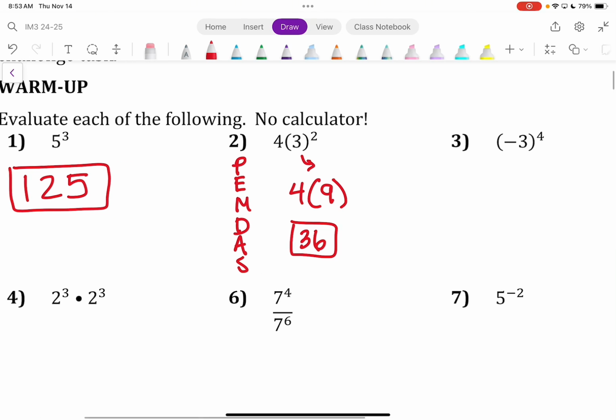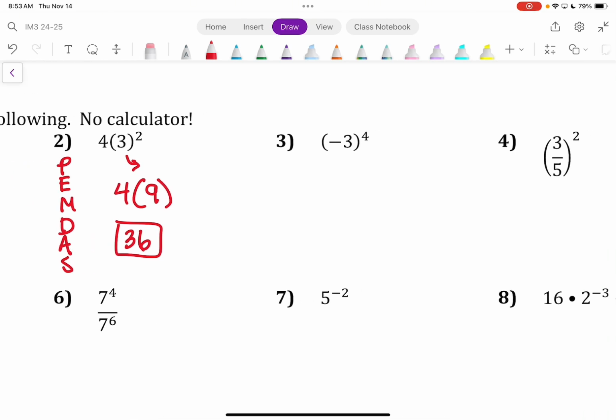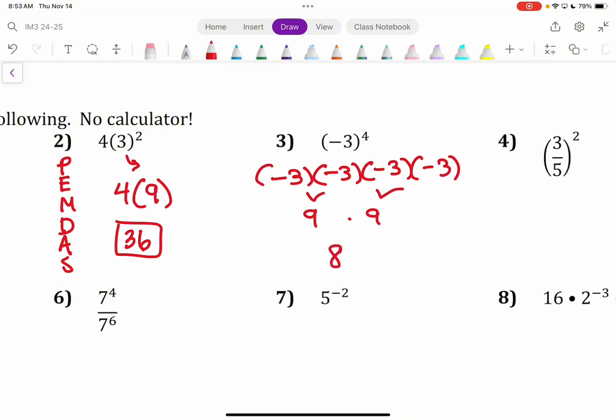Okay, like I said, we haven't done any rules yet. We haven't used any of the rules from last class. Number 3, negative 3 to the 4th power. This is negative 3 times itself 4 times. Now, every pair of 3's make a 9. So this is really 9 times 9, which is equal to 81. Okay.